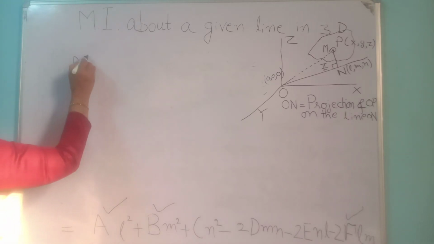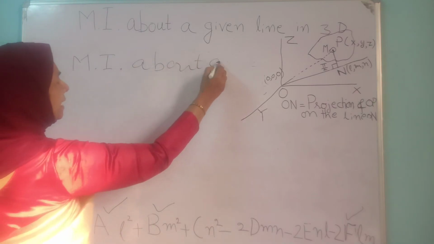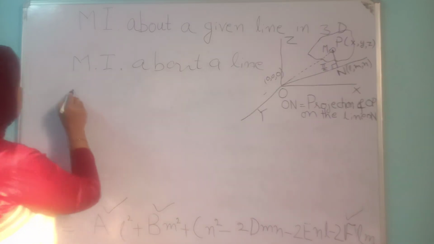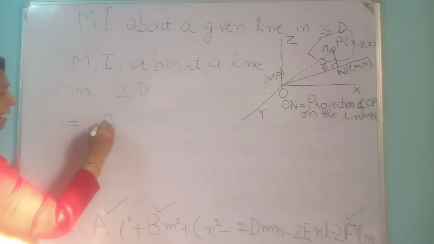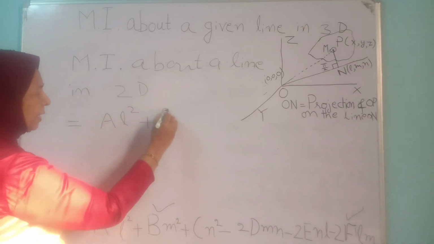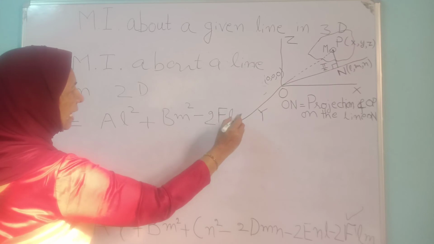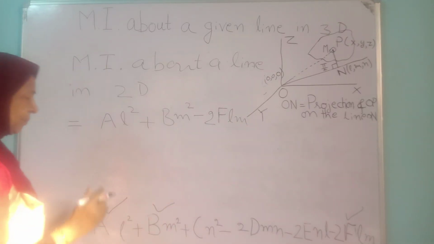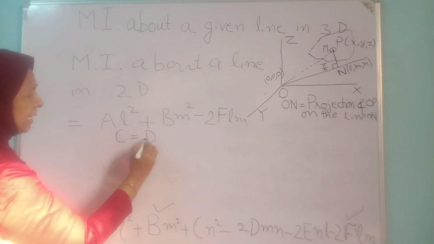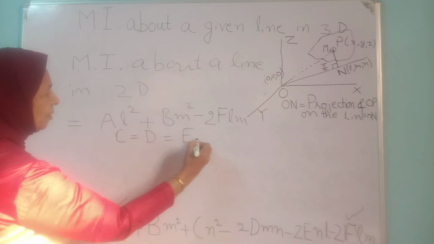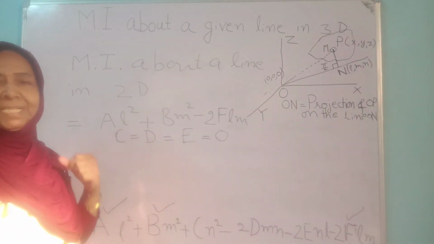So, moment of inertia about a line in 2D will be AL square plus BM square minus 2FLM. Why? The rest of the terms, these are C, D, E, these are all 0 because they involve the z-axis. So they are going to be 0.